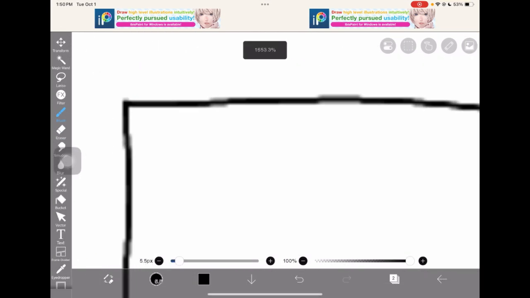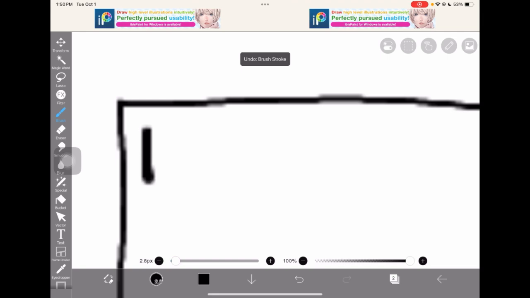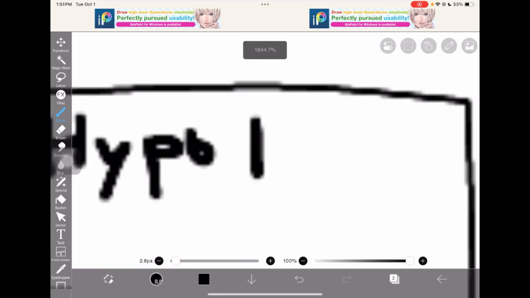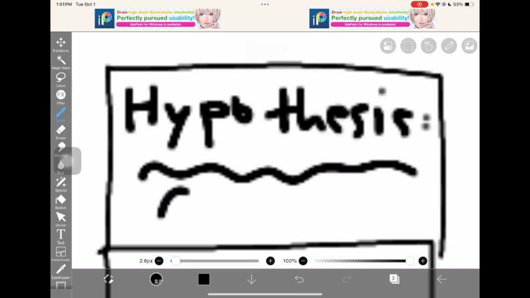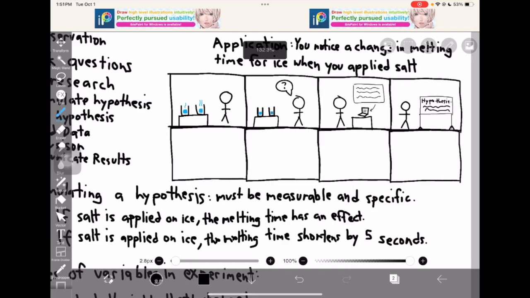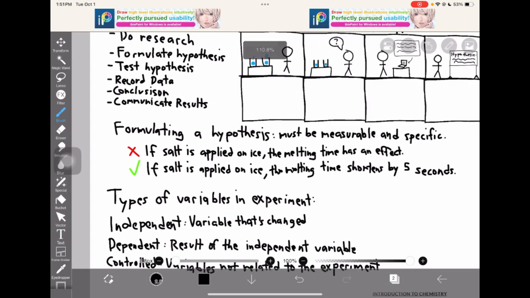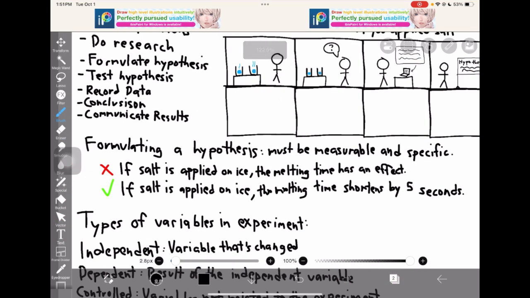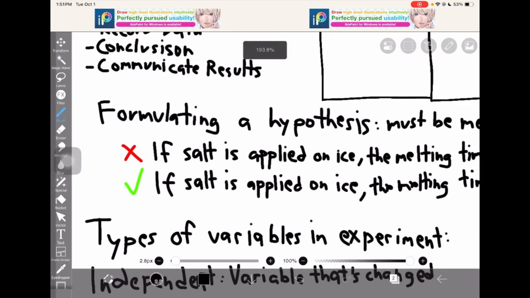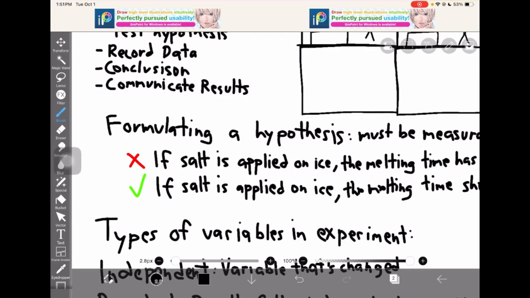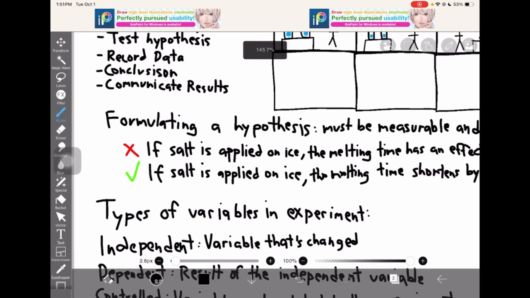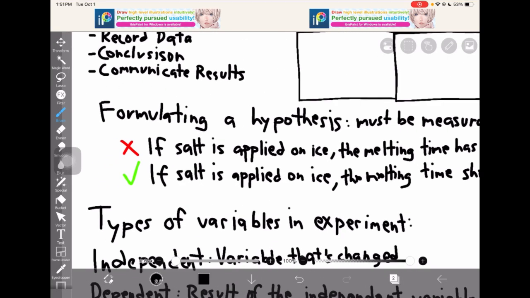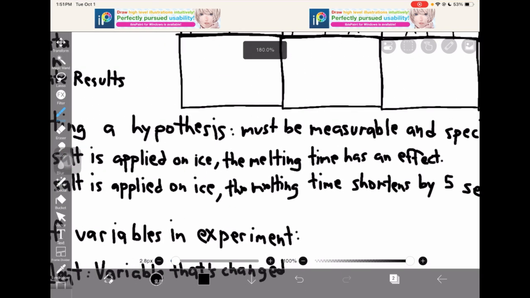So a hypothesis is what you think will happen during your experiment. Well, it has a few rules. It only has one rule, really. It has a universal rule of being in an if-then statement. So what does it mean? So if something happens, this will happen. But it also must be measurable and specific. So in this scenario, we are gonna do, if salt is applied on ice, the melting time has an effect.